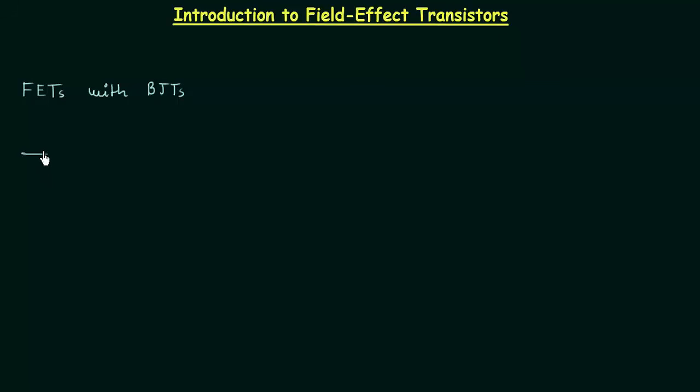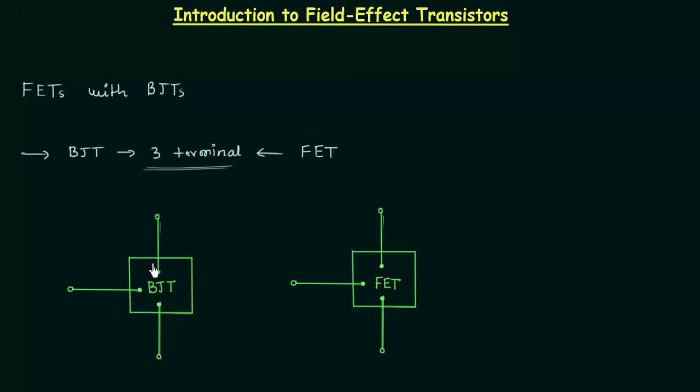Now we will move to the first point, and in this point we will talk about terminals. We already know BJT is a 3-terminal device, and like BJT, FET is also a 3-terminal device. In this figure, you can see the first box is representing the BJT and the second box is representing the FET. And in case of BJT, we have 3 terminals.